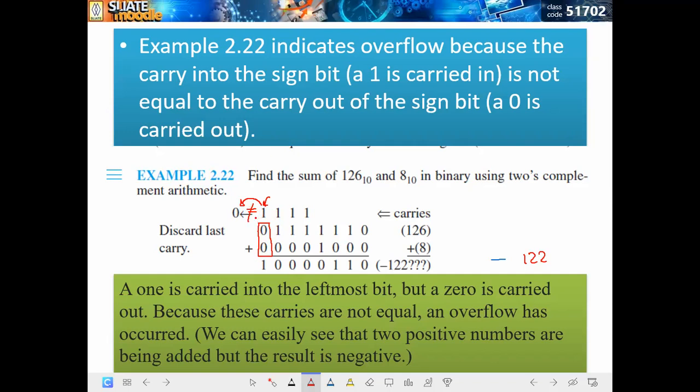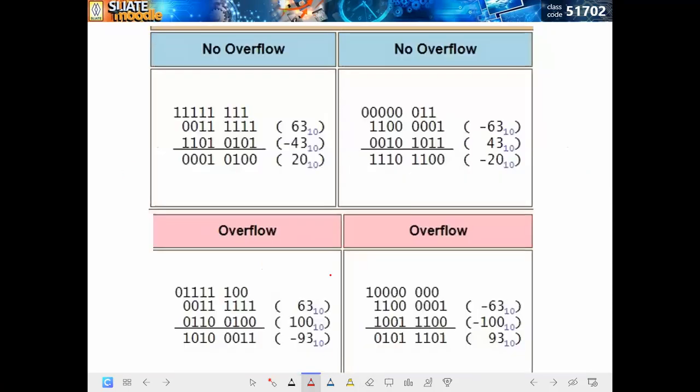Then you can find, right, even after getting the answer, if you check this one, you can find whether there is an overflow or not. If the bit which is carried into the high order bit is equals to the carried out of the high order bit, then there is no problem. If the carried in bit is not equals to the carried out bit of the high order bit, then there is a problem. Right, then we will see some examples.